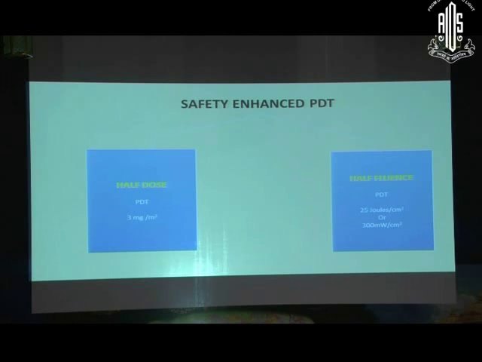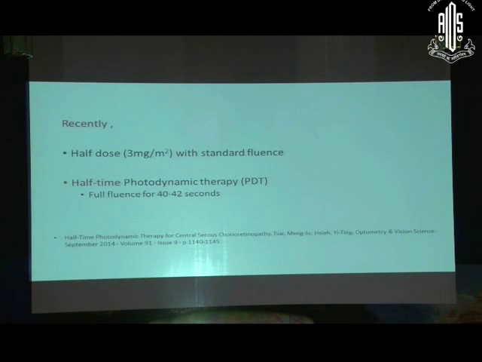Over to safety enhanced PDT, it can be half dose or half fluence. In half dose, we give a lower dose, which is 3 milligram per meter square, whereas in half fluence, 25 joules per centimeter square or 300 milliwatt per centimeter square of energy is given. Recently, half-time PDT is also being described, where full fluence is given for only 40 to 42 seconds.